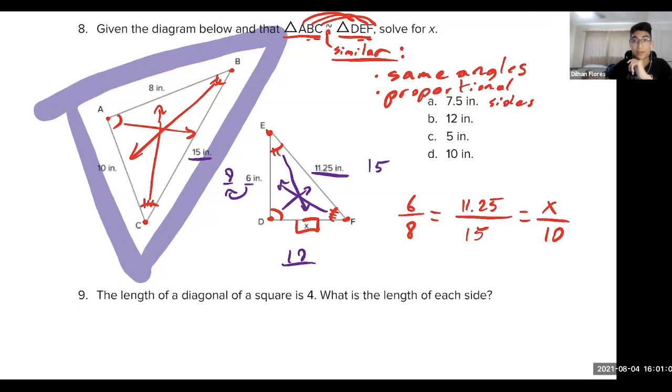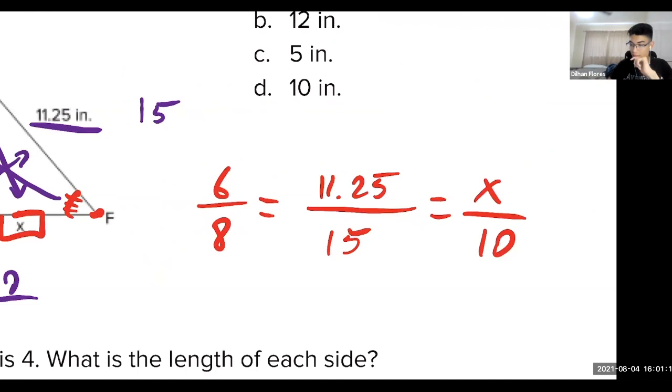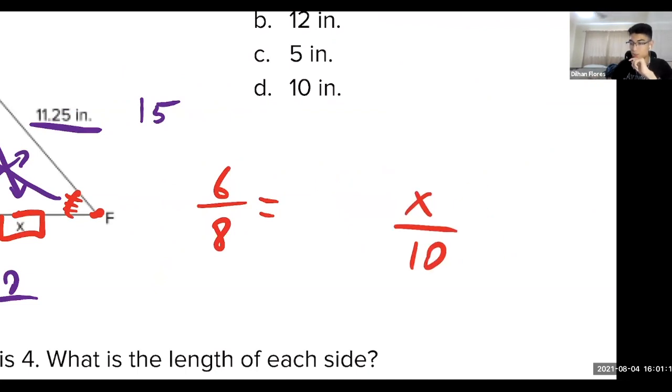Cool. We only need 2 of them. I'm going to get rid of the more complicated one. We don't need that one. We just need this one relationship.